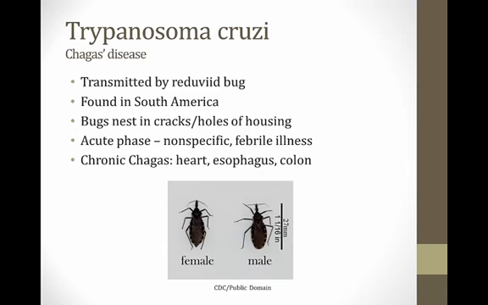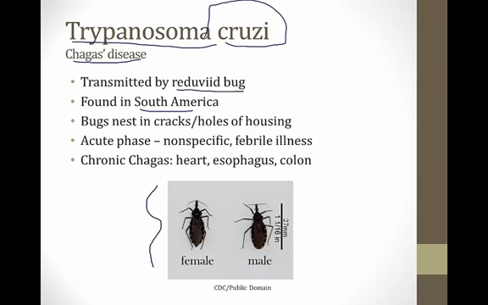Trypanosoma cruzi has the name trypanosoma in it, but it does not cause African sleeping sickness. Trypanosoma cruzi causes Chagas disease. And you get this disease usually in South America by getting bitten by the reduvid bug. And this is a picture of the reduvid bug down here. These bugs nest in the cracks and holes of housing. So this is going to happen to people who have been exposed to poor and unsanitary conditions in South America.